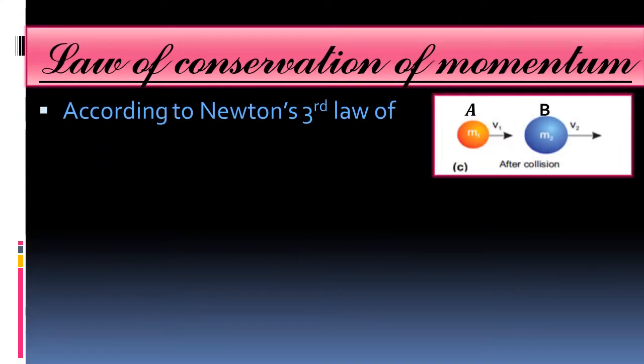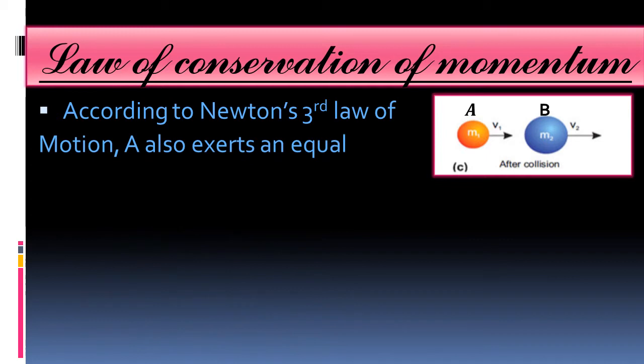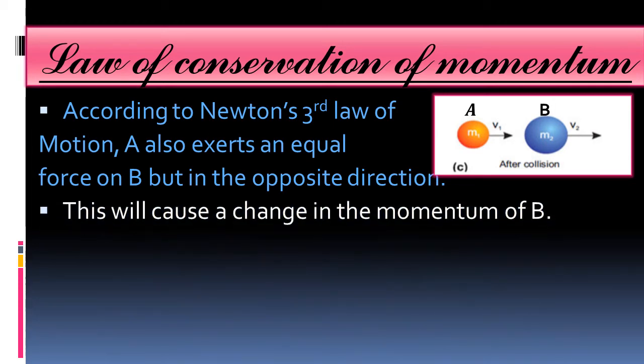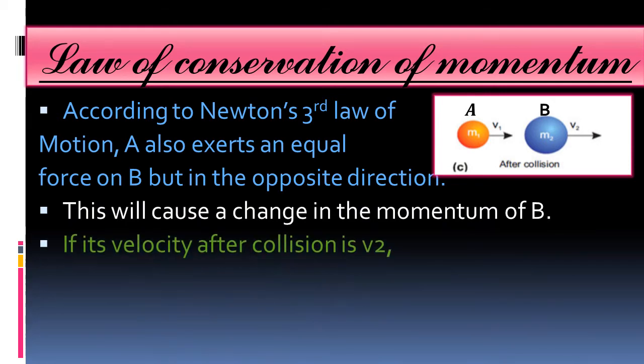Now this is the condition after the collision. After collision, the final velocity of object A will become v1, and the final velocity of object B will be v2. According to Newton's third law of motion, object A also exerts an equal force on object B, but in the opposite direction. Just now we have seen every action force has an equal and opposite reaction force. So this will cause a change in momentum of object B, and its velocity after collision is v2.